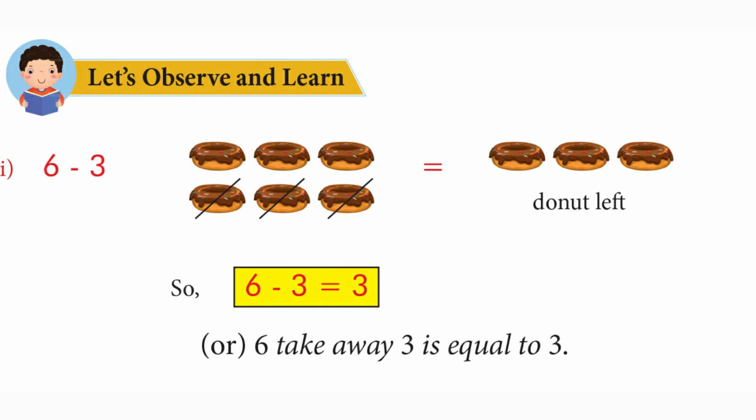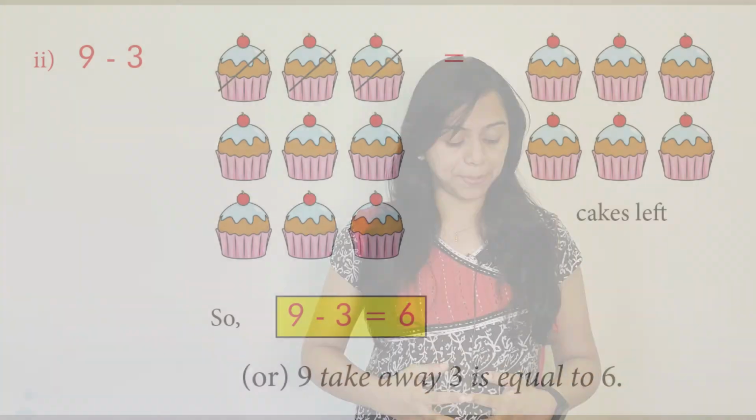So, can you cross out 3 donuts? They have already crossed out, right? We have crossed out 3 donuts. So, how much is left now? 1, 2 and 3. So 3 donuts are left. So when we take away 3 from 6, we have 3 donuts left. So here we have given 6 minus 3 is 3, or 6 take away 3 is equal to 3. Very good.